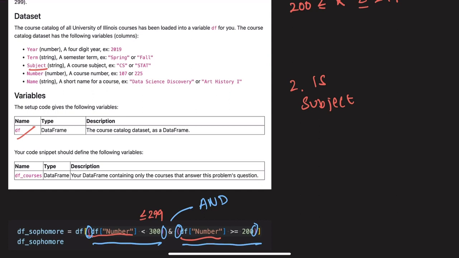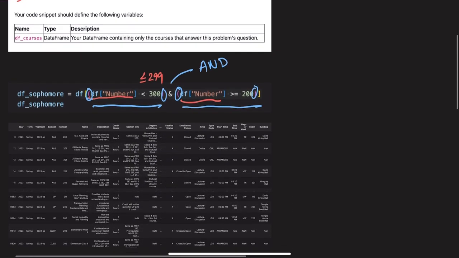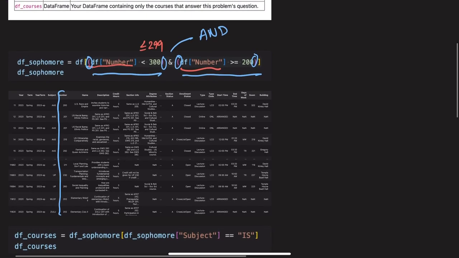So once we have our sophomore level classes, which is stored in DF sophomore, it's going to look something like this. As you guys can see, if you take a look at the number column, you can see that all the numbers are somewhere between 200 and 300. So now once we have DF sophomore, we're going to use DF sophomore and filter it into only IS classes. So that's going to look something like this.